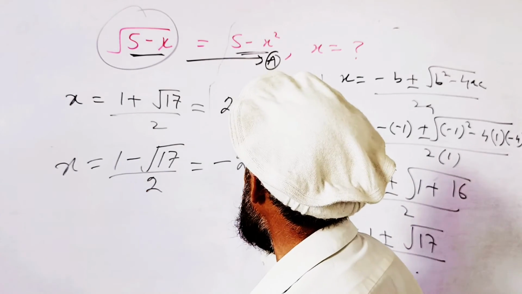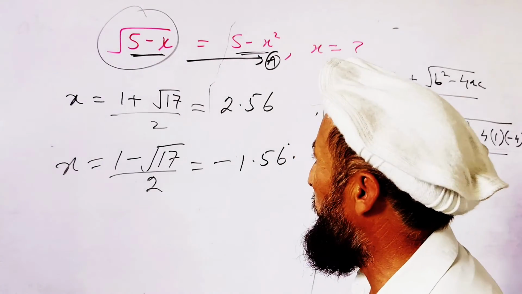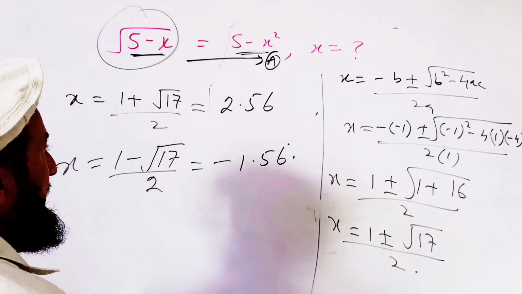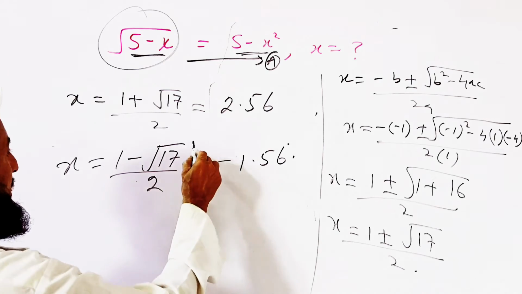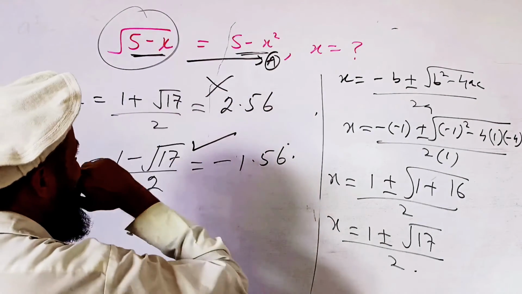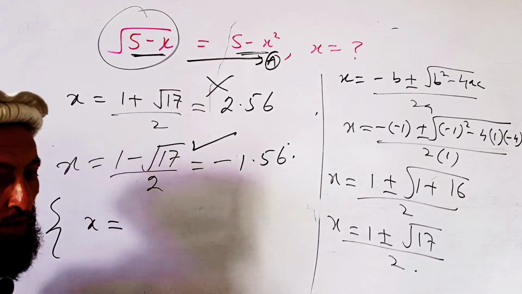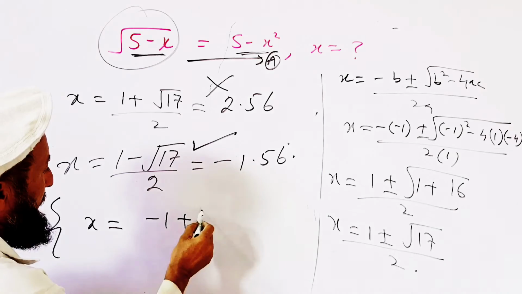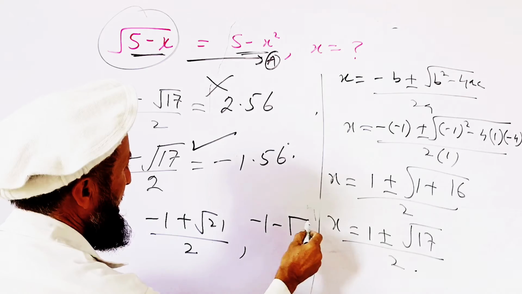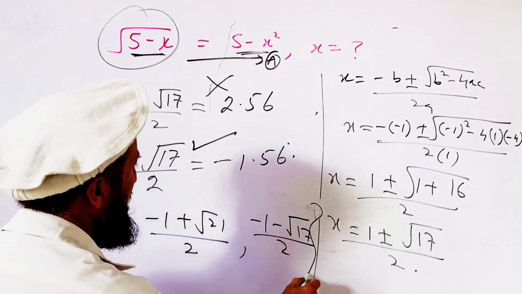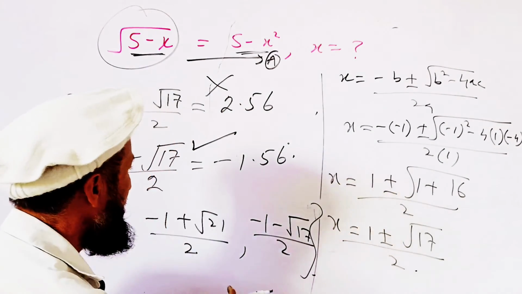If we calculate this result, it is minus 1.56. So it means this result cannot apply on the equation. So one result is satisfied and the other does not lie in the given range. So we have two results: x is equal to minus 1 plus the square root of 21, divided by 2, and the other is 1 minus the square root of 17, divided by 2. These two results are the solution of the given question because the values of these two results lie in the given range.